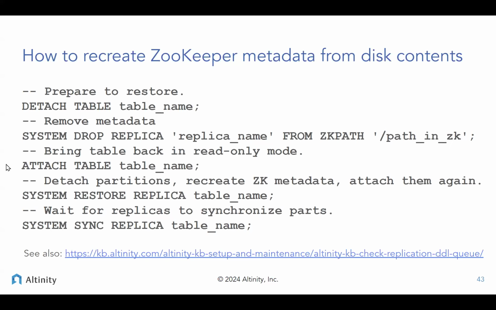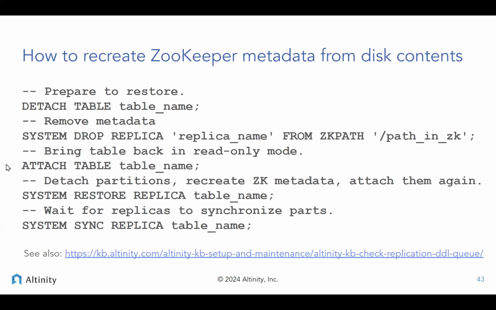So then what you can do is attach the table. It will come back, but it won't have Zookeeper metadata, so it'll be read only. And then what you're going to do is you're going to say restore replica. What that does is internally it goes through a process of detaching all the partitions for the table and reattaching them. And as this happens, it will recreate metadata in Zookeeper. And then if you want to make sure that the replica is synchronized properly, you then run system sync replica, and that will basically wait until the replica is properly synchronized.